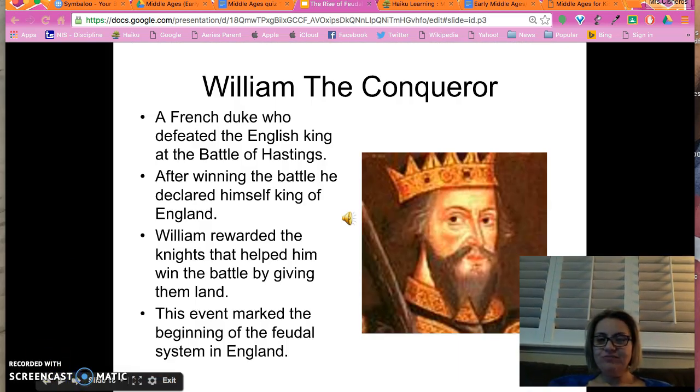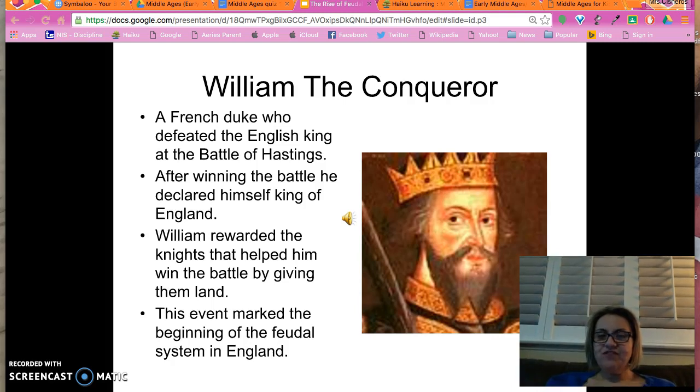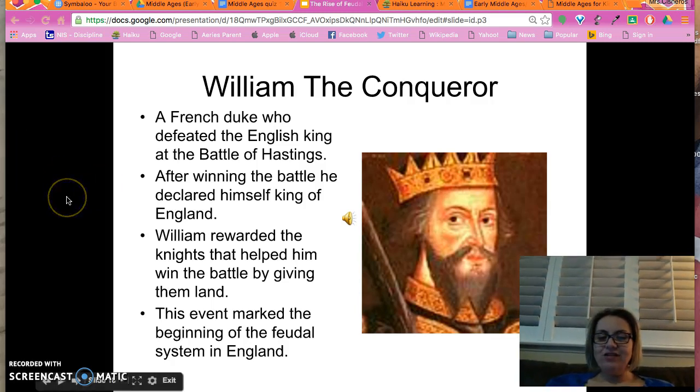William the Conqueror. He was a French duke who defeated the English king at the Battle of Hastings. After winning the battle, he declared himself King of England. William rewarded the knights that helped him win the battle by giving them land. And this event marked the beginning of the feudal system in England.